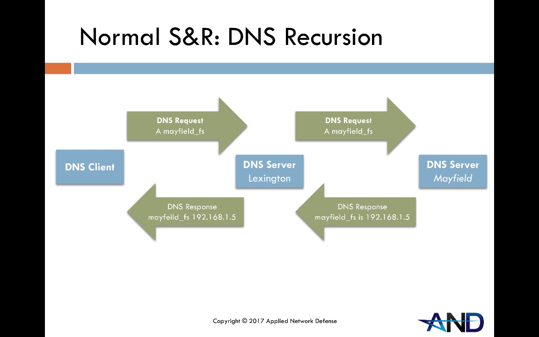If you captured, in this case, on the Lexington DNS server, you would see all 4 of these packets going across. On the flip side, if you captured only on the Mayfield server, you would only see the request from the Lexington server and the response back to it. You wouldn't see anything from the initial DNS client in this case. So that's an important point to know when you're digging through packets or you're trying to capture packets related to DNS recursion.